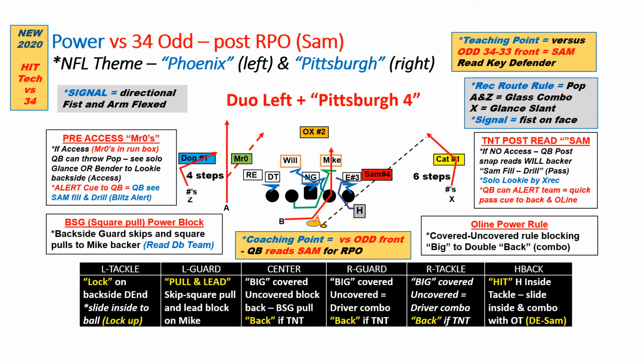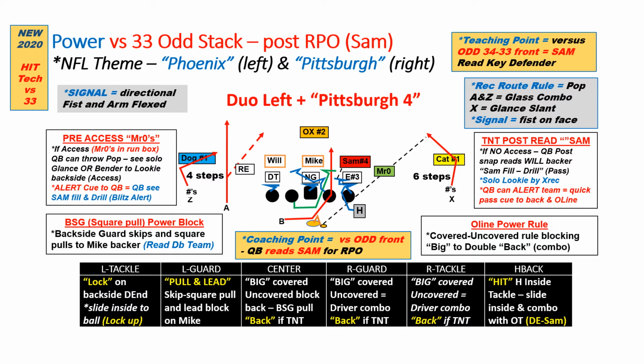And then the H uses his hit technique. Again, sliding inside, doubling with the play side tackle, the right tackle in this case. If that defensive end slants out, play side tackle can take him solo, and the H can climb up then to, in this case, the Mike backer, looking inside out.